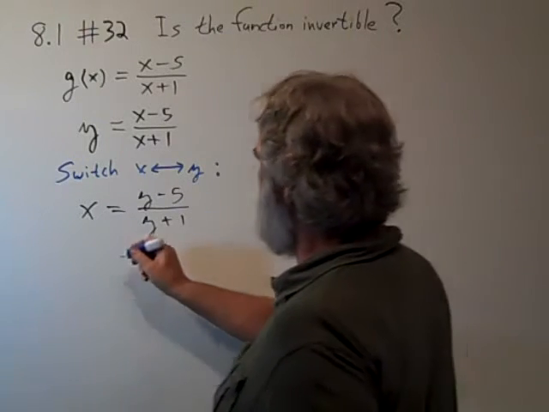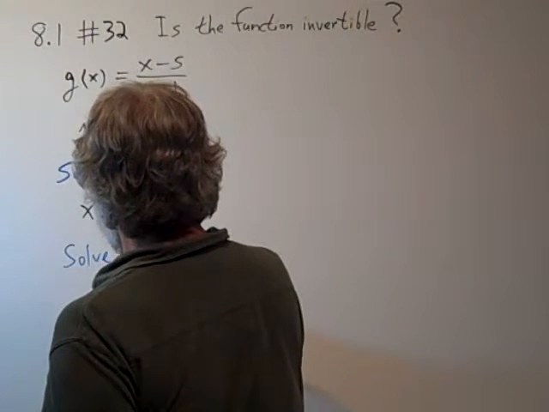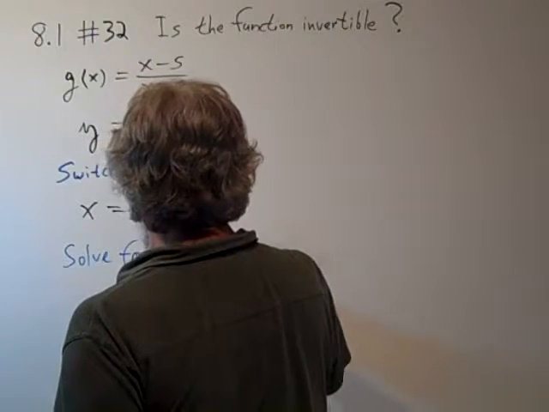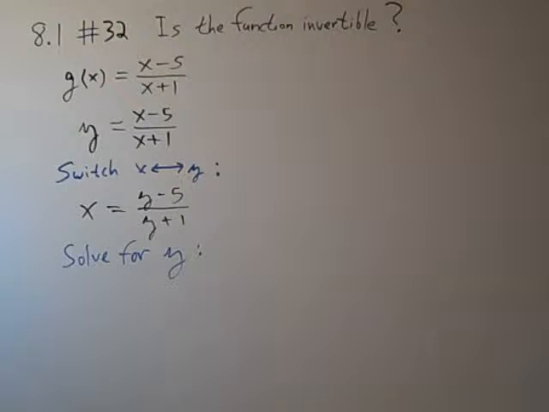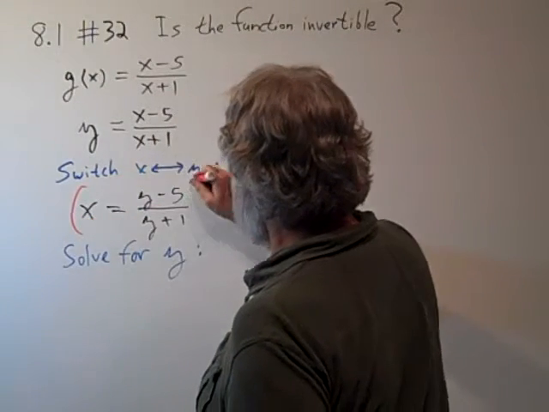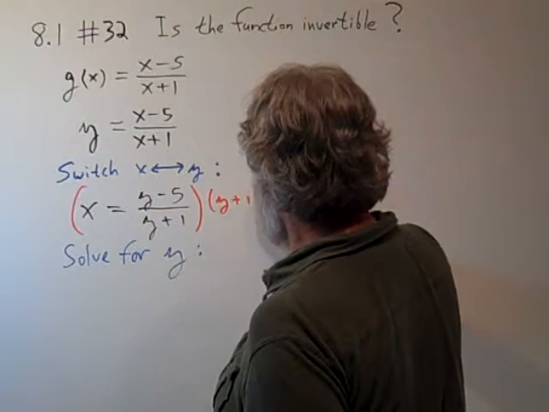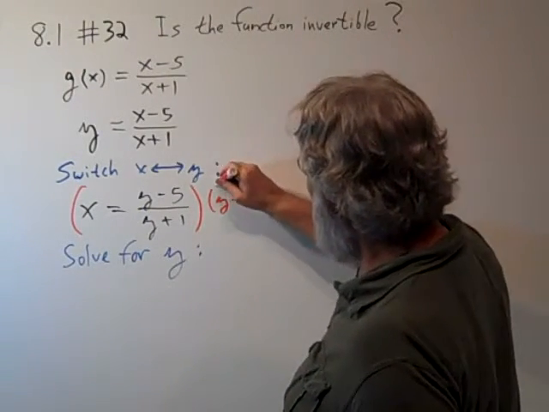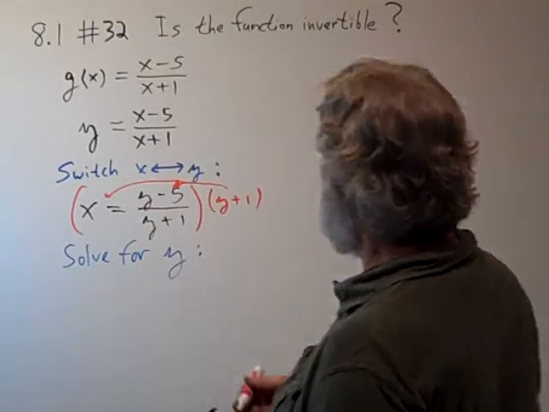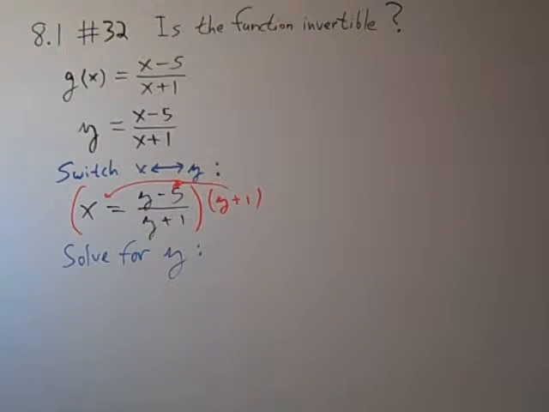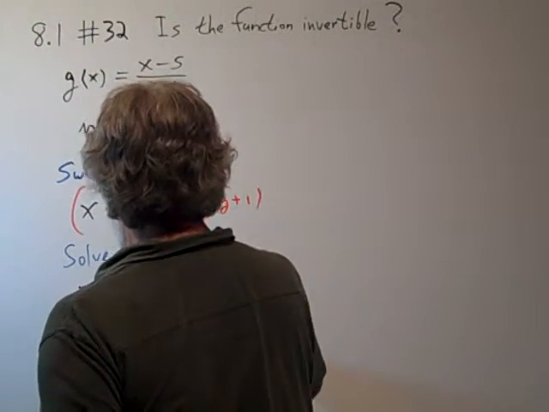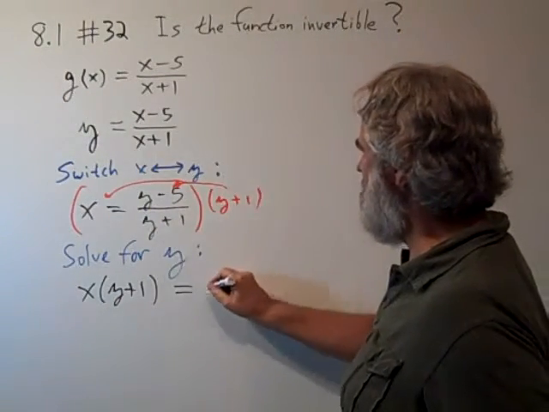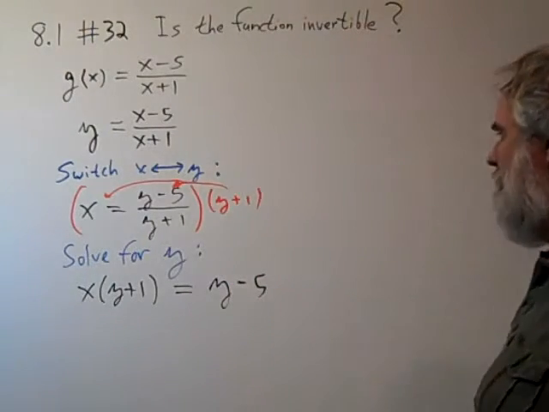And now what we need to do is solve this equation for y. And we'll have found the inverse function once we do that. Okay, so to clear the denominator from the equation, let's multiply both sides times (y plus 1). So the y plus 1 distributes through the equation. And on the left it ends up being x times (y plus 1). And on the right the (y plus 1)'s cancel, so we're left with y minus 5.